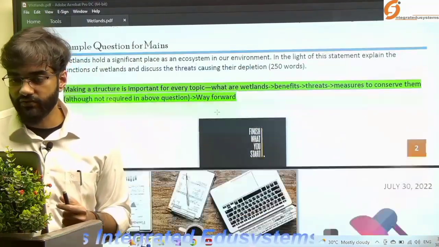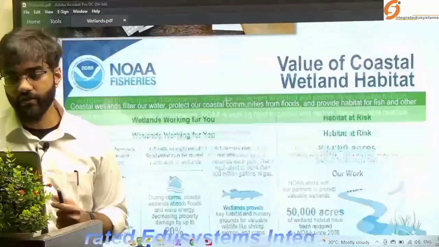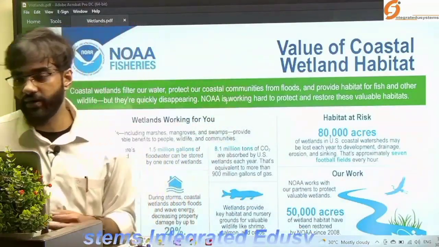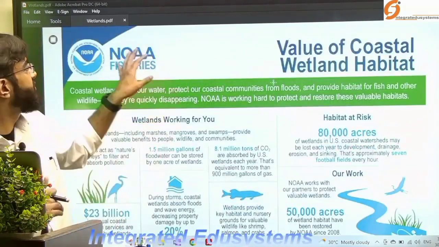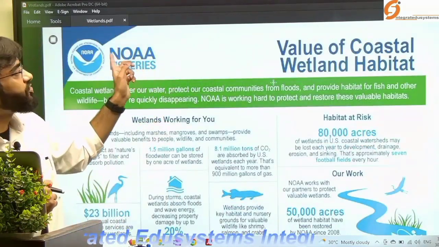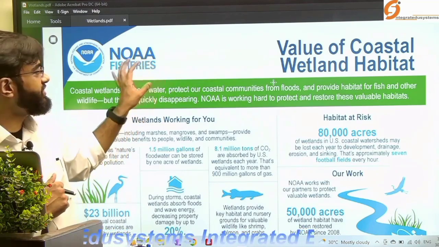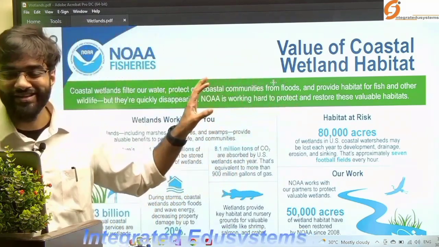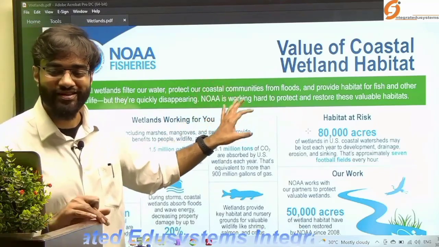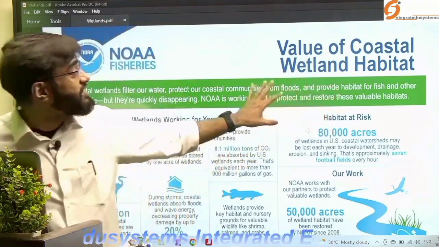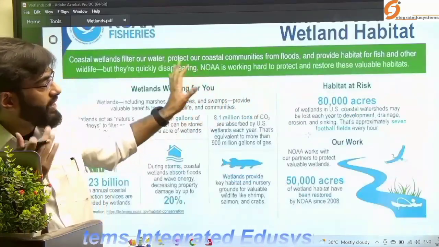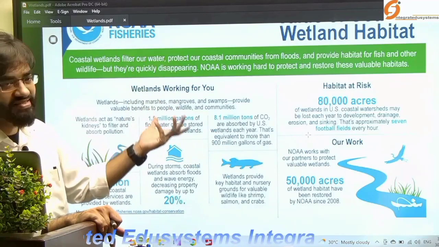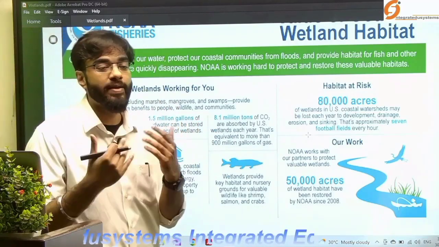So this was one of them. Now this is an interesting infographic which I found on the net. You might have heard of NOAA, the National Oceanic and Atmospheric Administration. It is again a US organization. Obviously the foreigners are very good at this. So these are some facts about the value of coastal wetlands which you can use in GS essays to create an impact on the examiner.